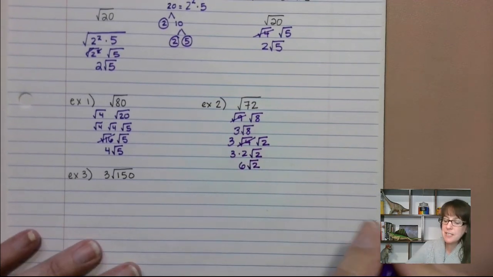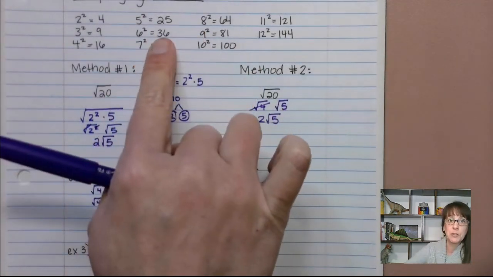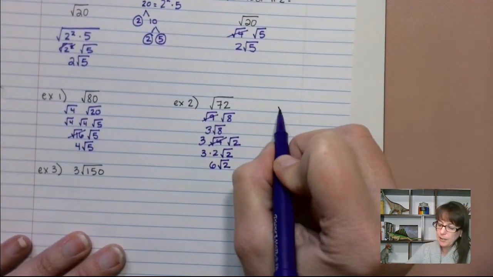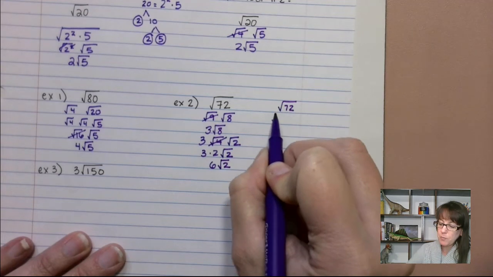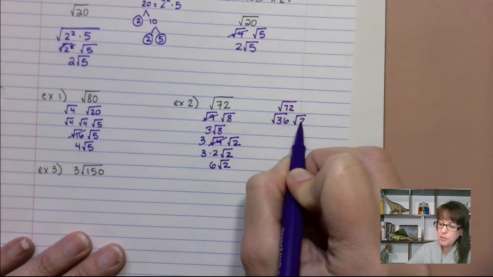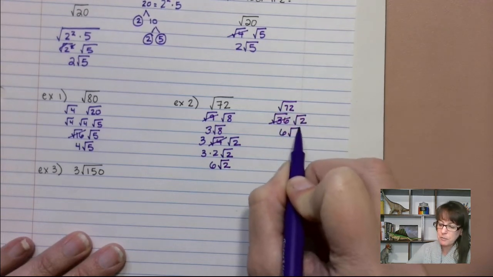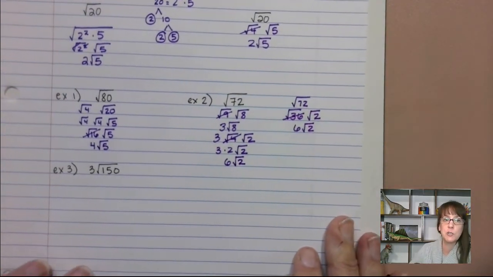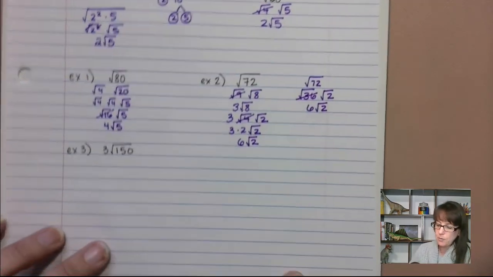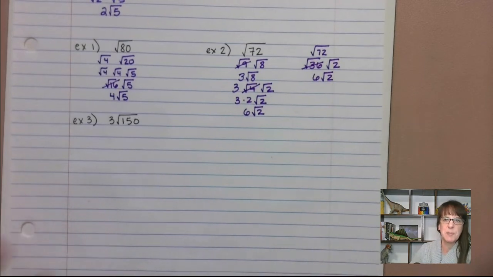What we could have done is chosen root 36. So over here, if we had root 72, root 36 times root 2 will give us 6 root 2. So it's a good idea to choose the largest one that you can, so that it makes it a little bit easier for you.